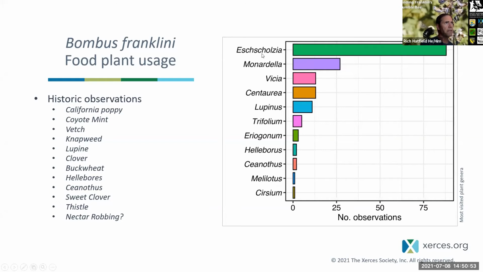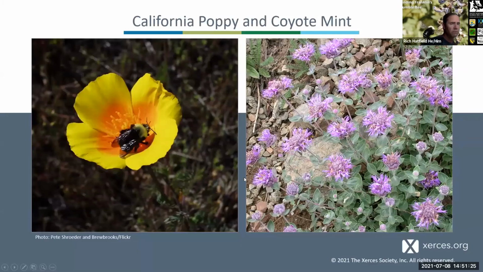So we have California poppies. Coyote Mint is the common name for Monardella. Vicia is vetch. Centaurea are knapweeds. Lupinus are lupins. Trifoliums are clovers. Eriogonums are buckwheats. Helleborus is hellebores. Ceanothus is California lilac or ceanothus. Melilotus is sweet clover, and Cirsium are thistles. And then I've put Nectar Robbing here as a question mark, and I'll talk more about that when we get there.